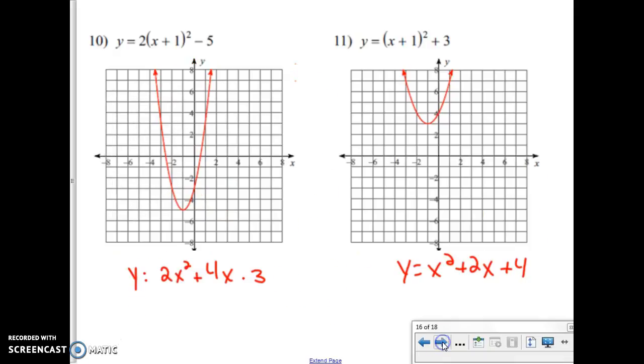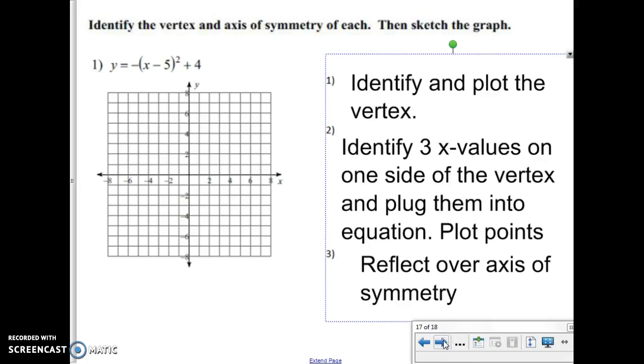So let's look at this form right here. Well, let's see if that follows. Plus 1 gives me the idea it's going to the left 1, down 5. Going left 1, down 5 gets me my vertex. Plus 1 gives me the idea I'm going to the left 1 and up 3. Left 1, up 3. Okay? So let's use this and try to graph an equation.